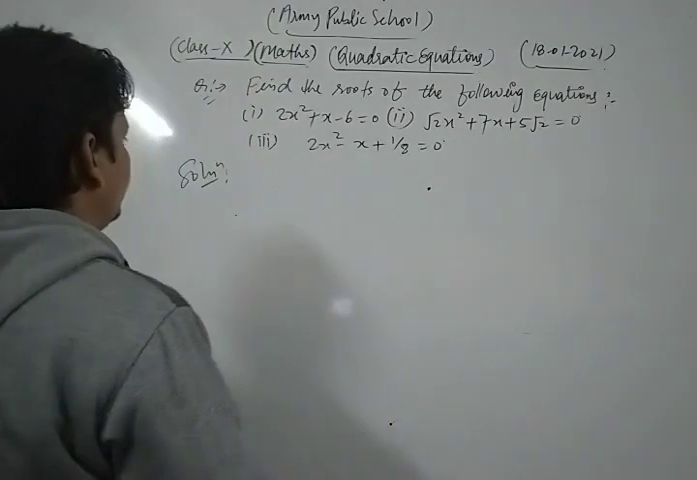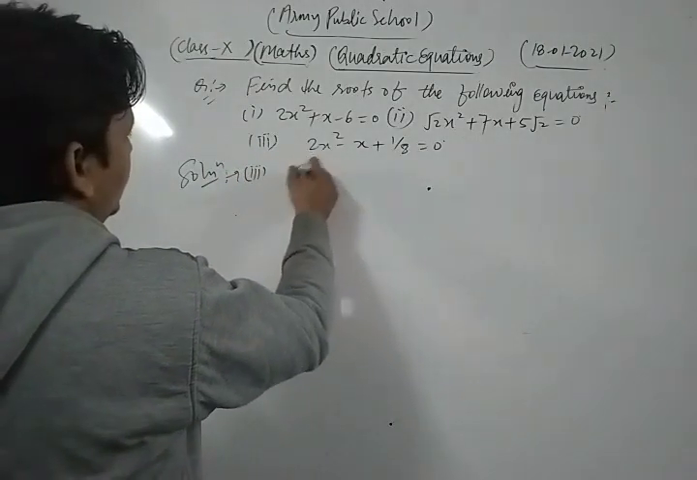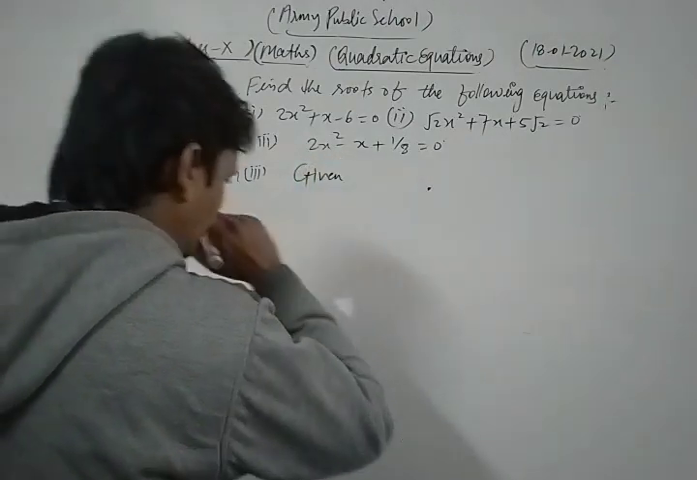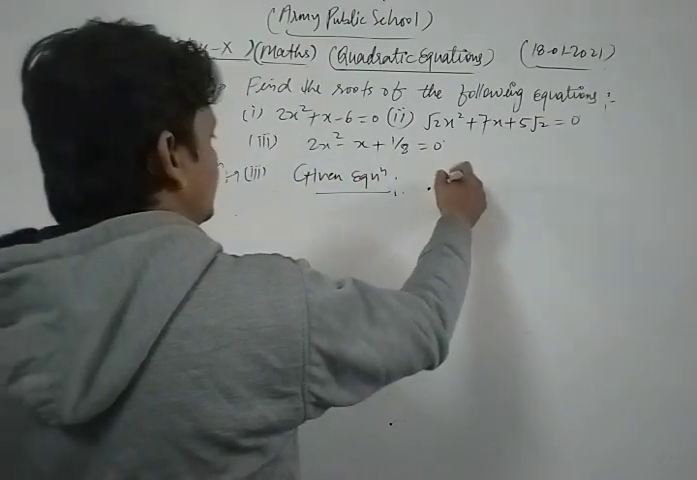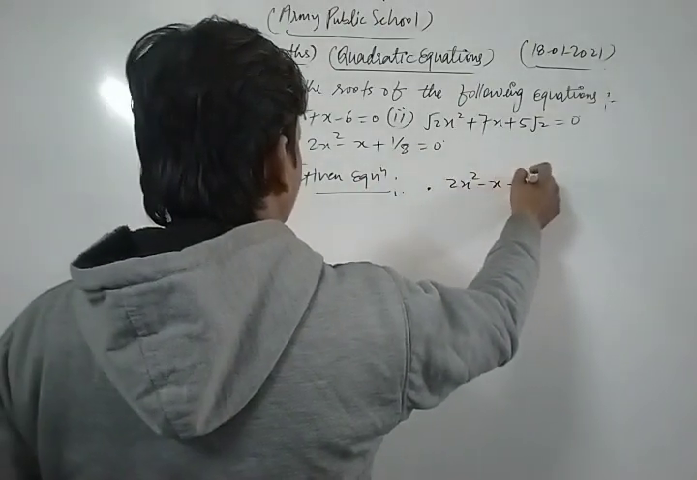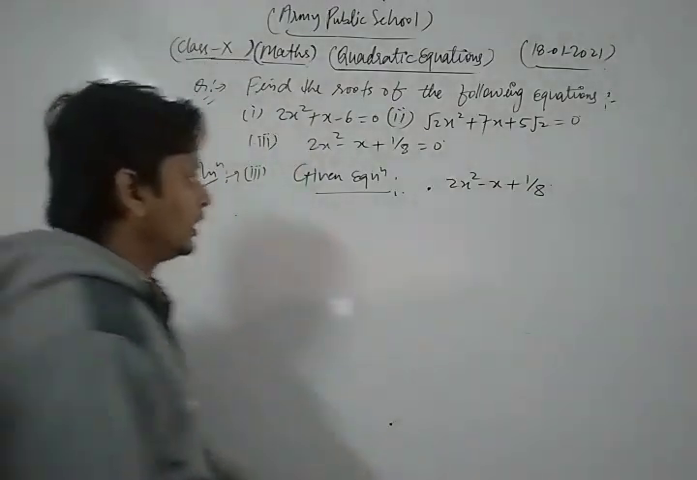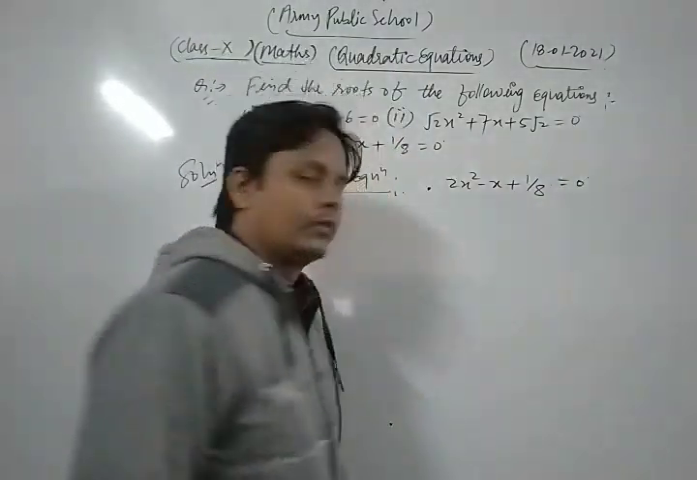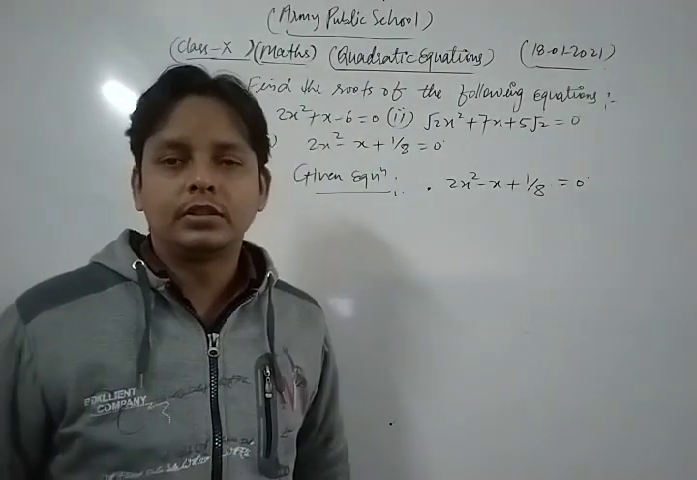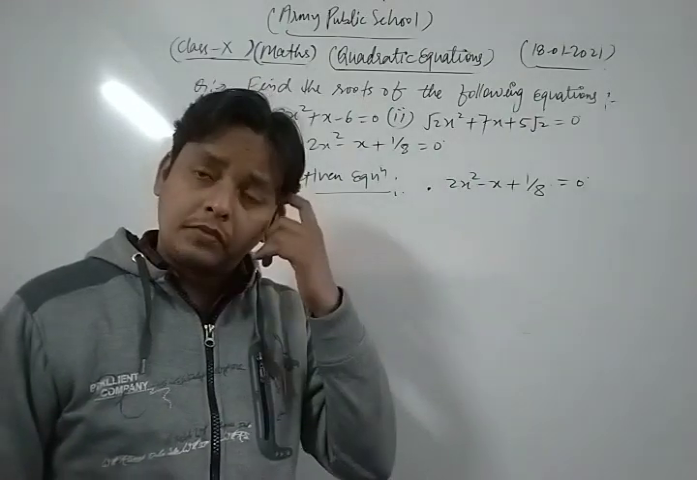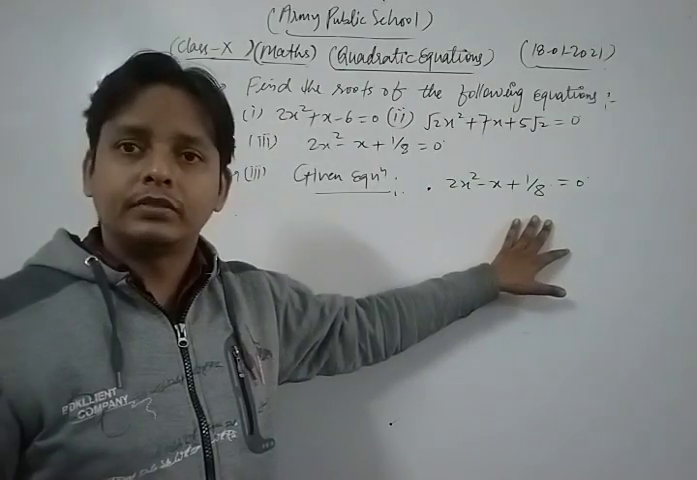Let's see, we take and solve the third part of this question. First of all, we write the given equation. Given equation is 2x square minus x plus 1 by 8, is equal to 0. Okay, this is the given equation. So first of all, dear friends, we take the LCM as 8. After that we simplify.